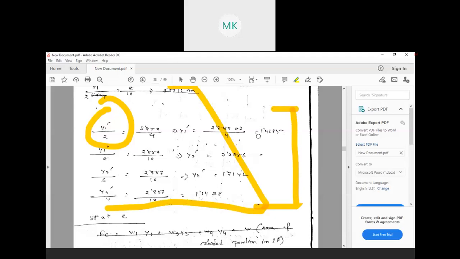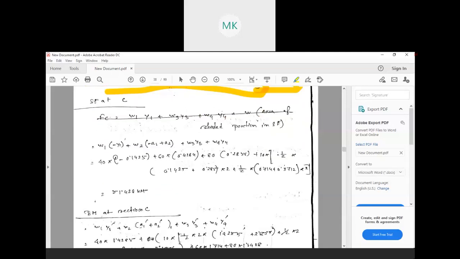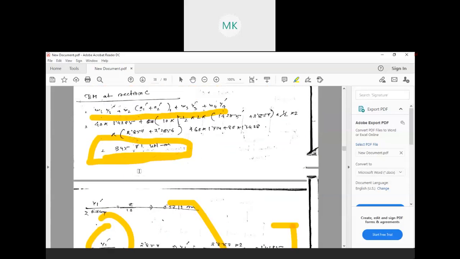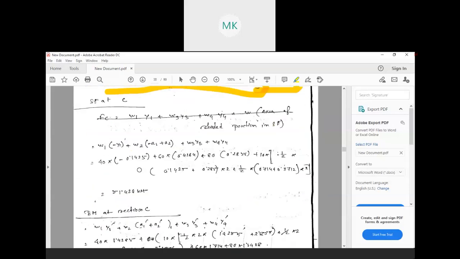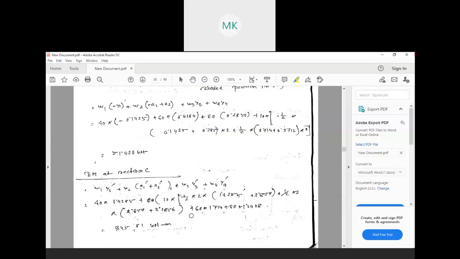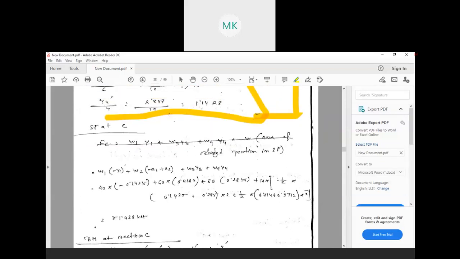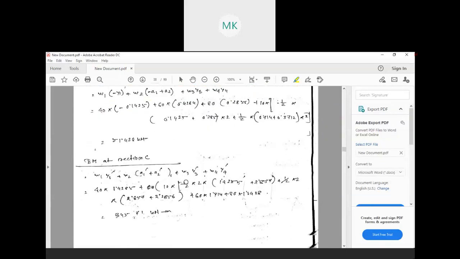Just try to do it on your own once, because all the values we already know, all the lengths and all these things. We just need to put the values and find it. This is the same thing, the bending moment at C. This is a repetition, same thing.